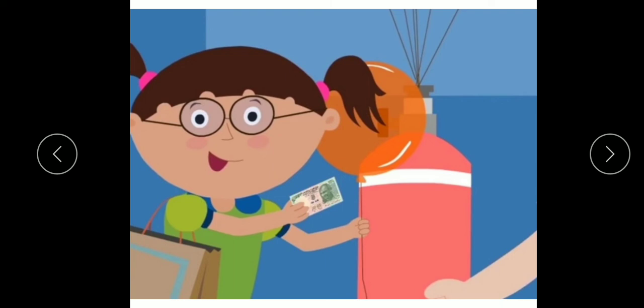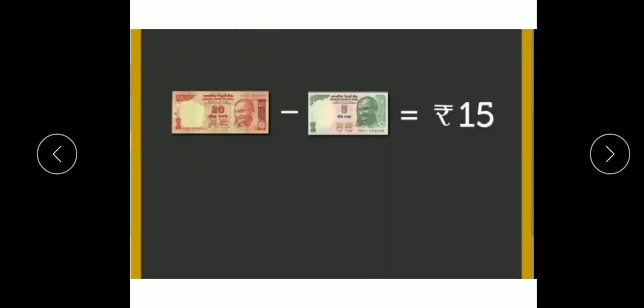So what does it mean? She gave 20 rupees and the shopkeeper gave back 5 rupees. So what is the cost of the balloon? It means the cost of the balloon is 15 rupees, because 20 minus 5 is 15. She has given 20 rupees and in return the shopkeeper gives her 5 rupees. So in this way you can find out the cost.